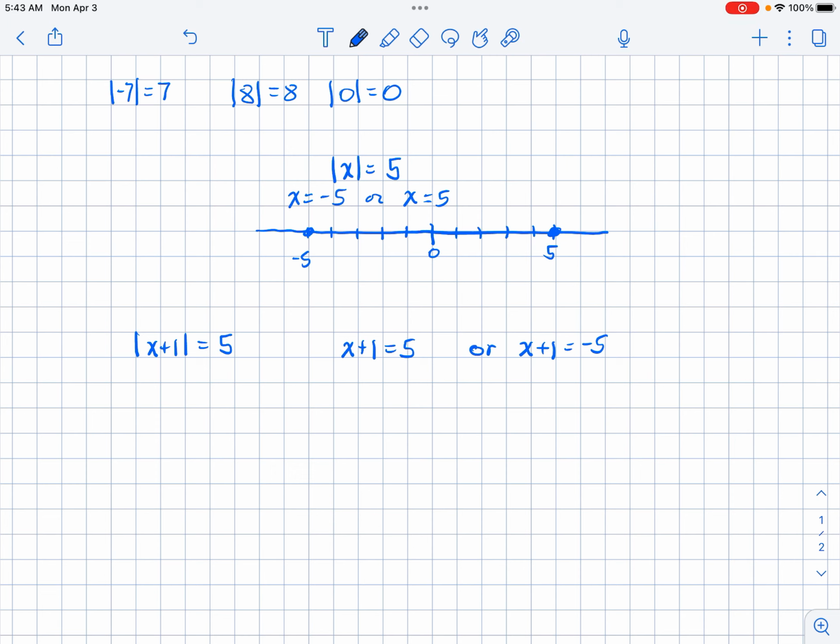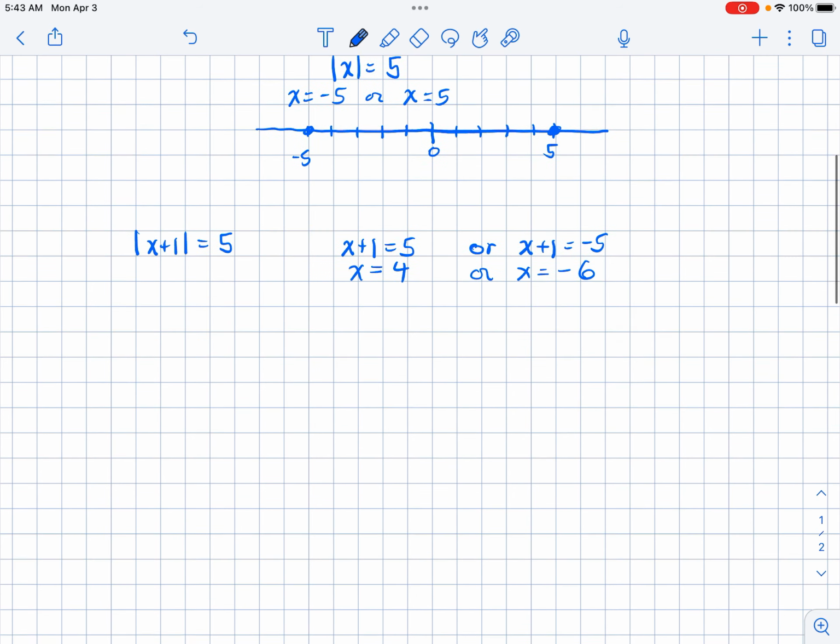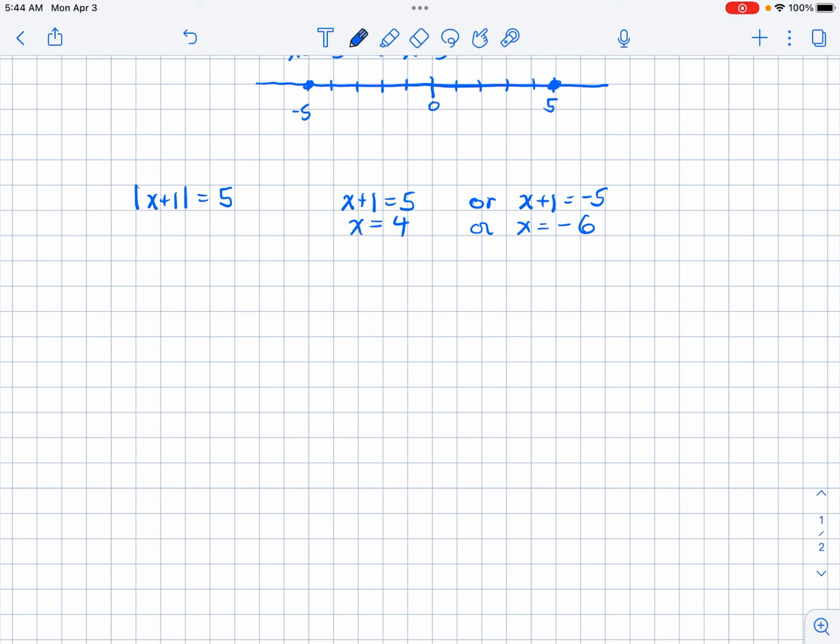So, in fact, this absolute value of x plus 1 equals 5 is two equations in one. So we have to solve both of these. So over here we get x equals 4. Over here we get x equals negative 6. See, we just solved both of these little equations. So there are two solutions. This is the way we deal with absolute value equations. So let's look at another one here.